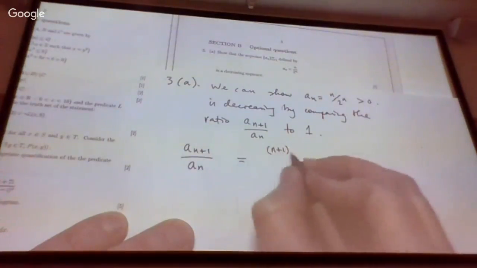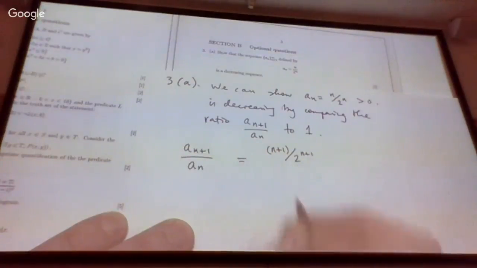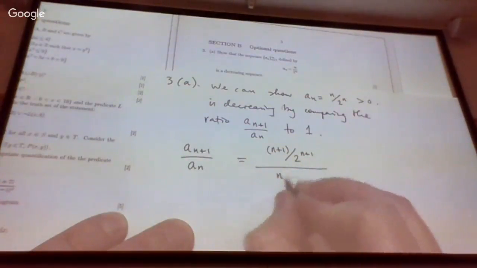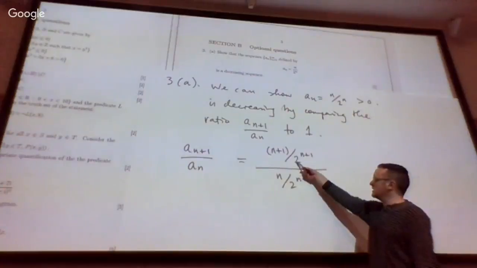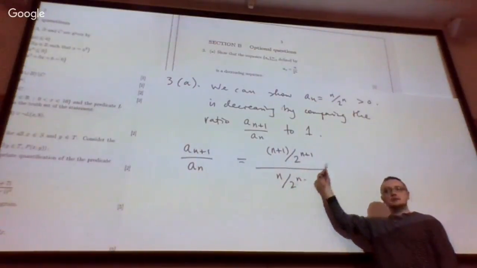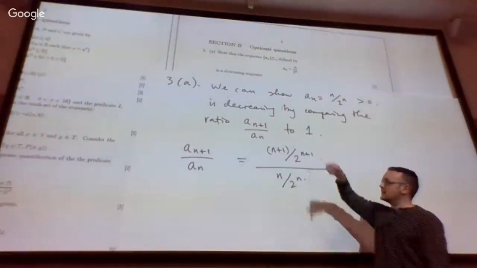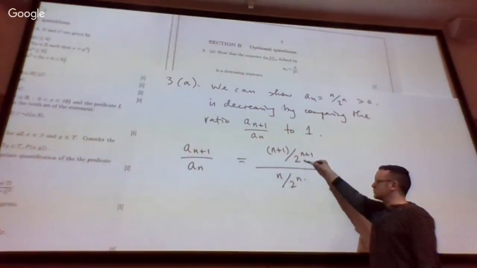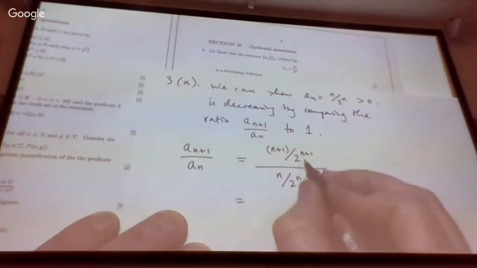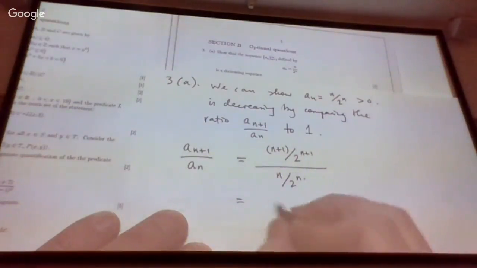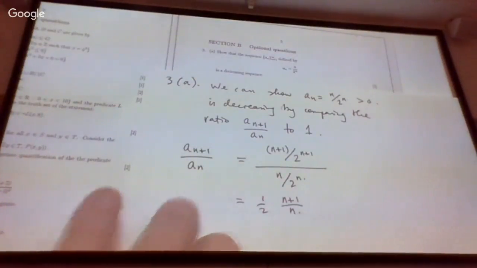So an plus 1 is n plus 1 over 2 to the n plus 1, and an is n divided by 2 to the n. So we've got multiple factors here above and below the line. Of course, you've got a load of 2's in the denominator up here and a load of 2's in the denominator down there. They will all cancel with each other, just like in the factorial case, except this one up here has 1 more 2. So that 2 will remain in the denominator. So let's drop it down and say it's a half times n plus 1 over n.